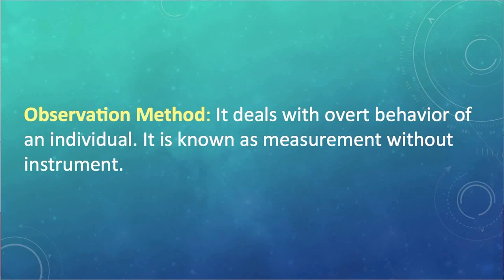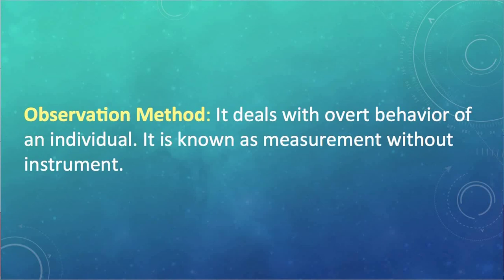Next one is observation method. This is the most important and widely used method of educational psychology. More or less we all are applying this method. We are observing people. When we observe other people, when we observe other behavior, it comes under the observation method. It deals with the overt behavior of an individual. In the introspection method, we deal with the inner behavior of the individual. But when we are dealing with the observation method, we are dealing with the overt behavior of an individual. So it is known as measurement without instrument. We don't need any measurement to observe or to study the behavior of others.